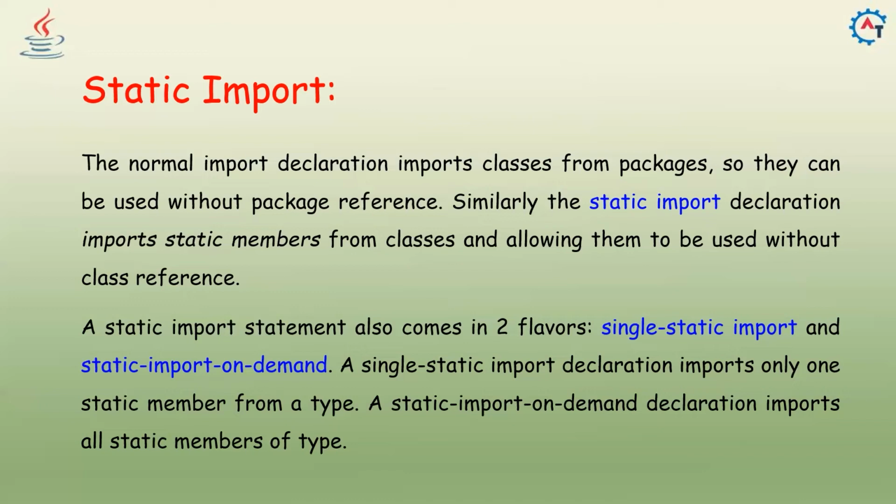But with the static import, we can avoid using the class name. Normally we use class name dot method name. If you static import that class, then there is no need to mention class name dot method; you can directly use that method. That is the advantage. A static import statement also comes in two flavors: single static import and static import on demand. A single static import declaration imports only one static member from a type. A static import on demand declaration imports all static members of a type.